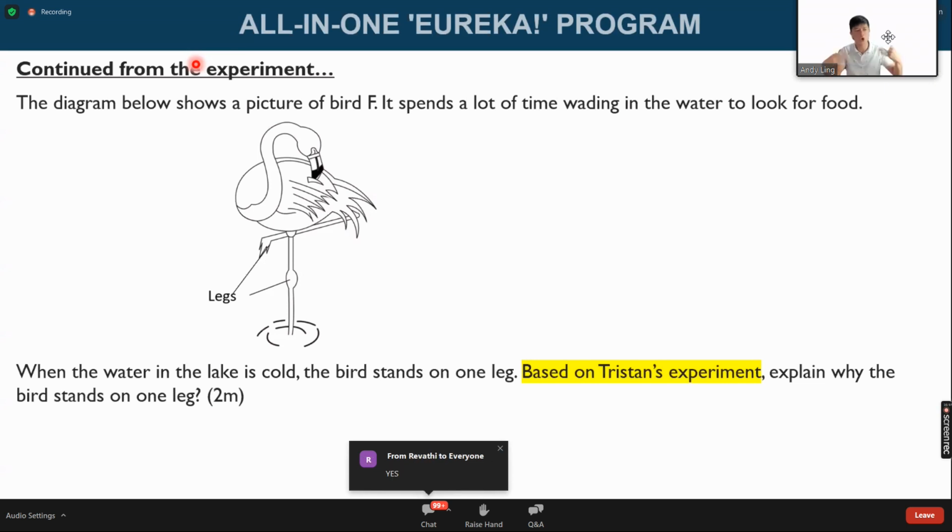This is a very common, trendy kind of question. If you can, please practise this. Usually such a question is worth up to 4 or 5 marks. Yeah, 4 or 5 marks. Part A, part B, part C, right?